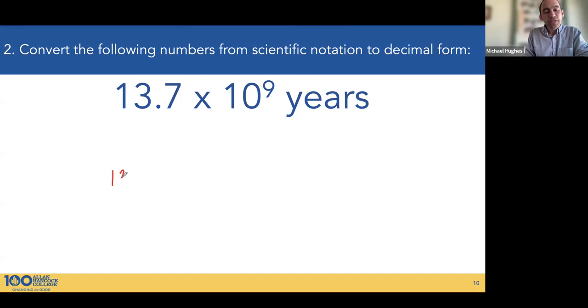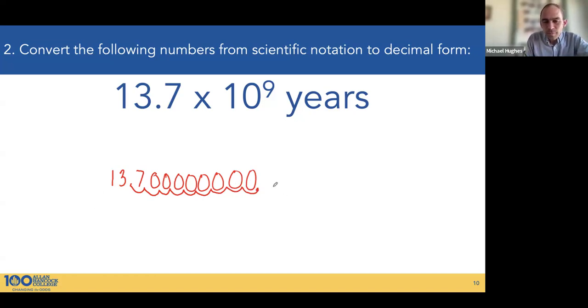So we're going to have 13.7, and we're going to need some zeros. And from here, we're going to move 9 times. So we're going to go 1, 2, 3, 4, 5, 6, 7, 8, 9 times, years. And to write that a little prettier, we can have 13,700,000,000 years.